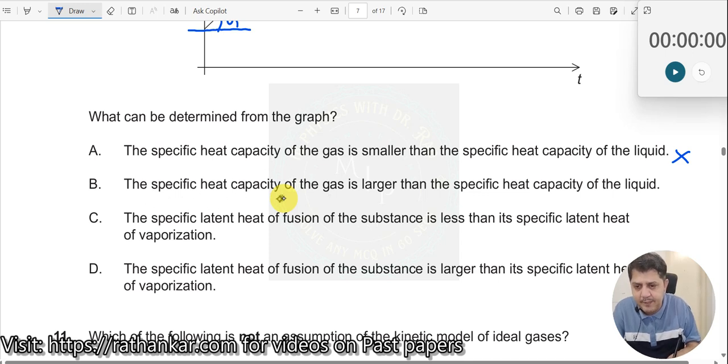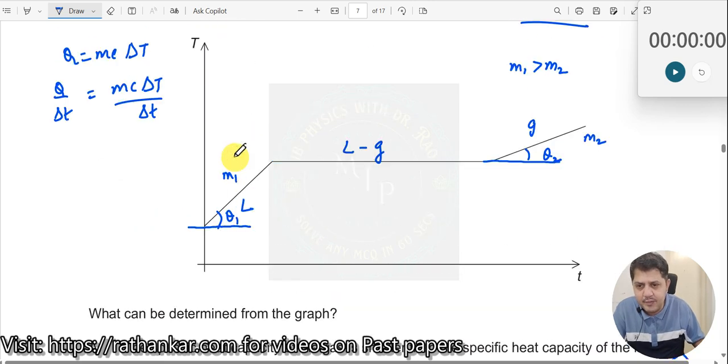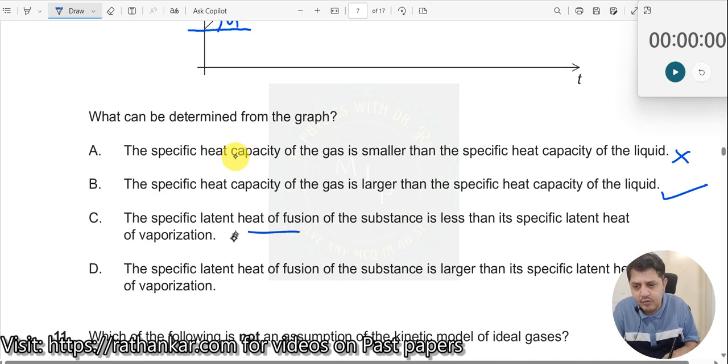The specific heat capacity of the gas is larger than the specific heat capacity of the liquid. Definitely this is one of the right answers. The specific latent heat of fusion of the substance is less than the specific latent heat of vaporization. Can you infer fusion from here? I can't infer it, because only the vaporization is given. I cannot infer fusion, so there's no question about this one and this one over here. So B should be the right answer.